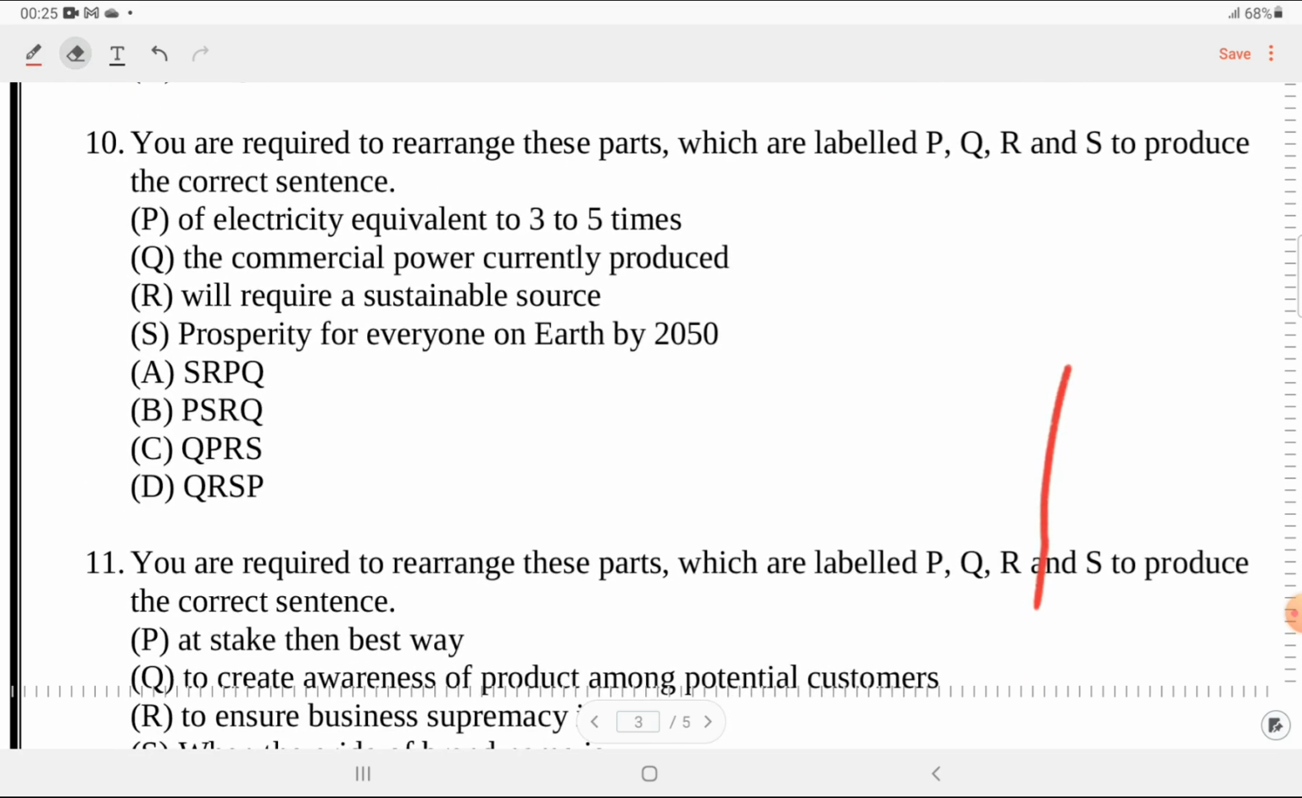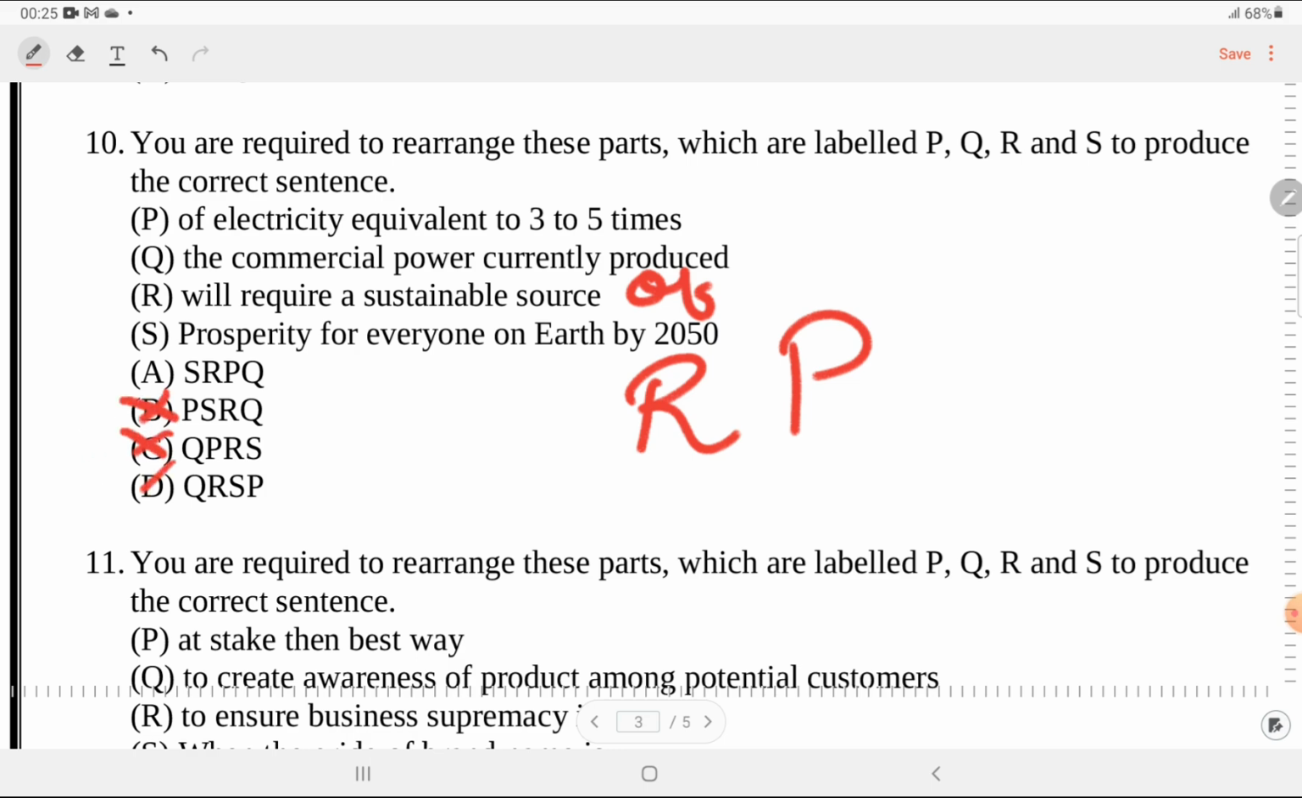We'll discuss 10th. Will require electricity equivalent to 3 to 5 of the commercial power, will require a sustainable source. अब ये जो source है ना, इसके साथ लगना चाहिए off. So इसके साथ if I go for again the connecting chain, it would be R and P should be together. Now R and P I have in A. I do not have here. I do not have here, and I do not have here also.